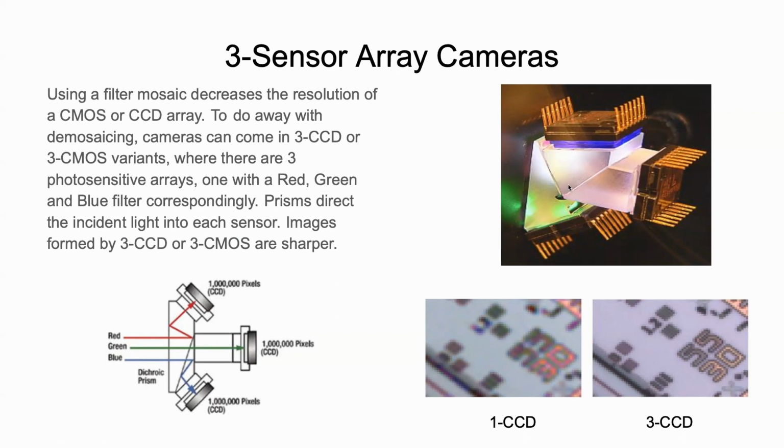So there's a prism, it splits the incoming light into 3 locations, and these are the CCD sensors, and on top of them there is a single color filter. Like this is green, this is red, this is blue.